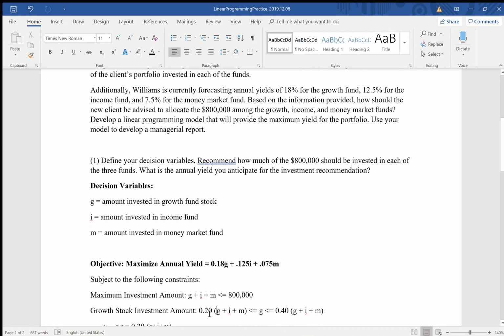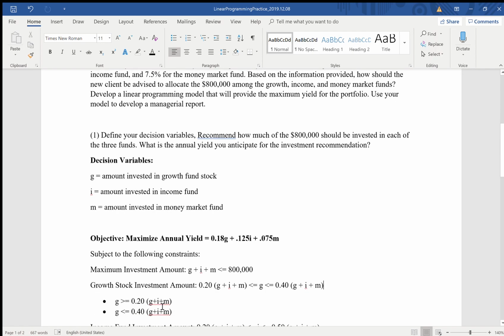So that means the amount in growth stock has to be at least 20% of the overall total investment, but less than or equal to 40% of the total investment. And it cuts up into two pieces of information when you enter it into Solver. So G has to be greater than or equal to 20% of G plus I plus M, but also has to be less than or equal to 40% of G plus I plus M.